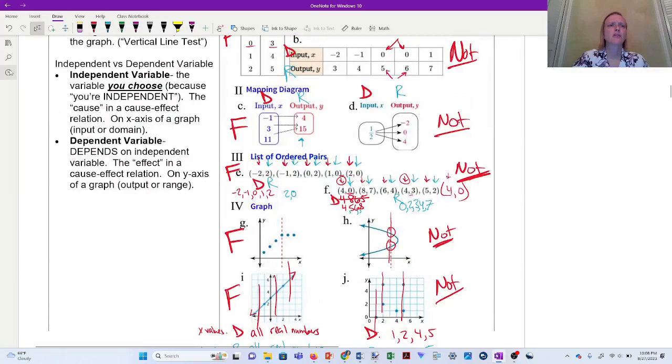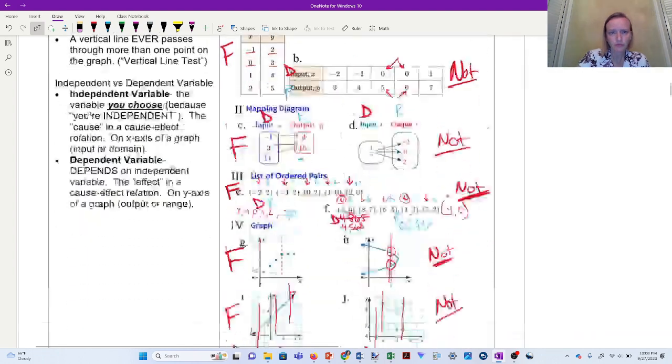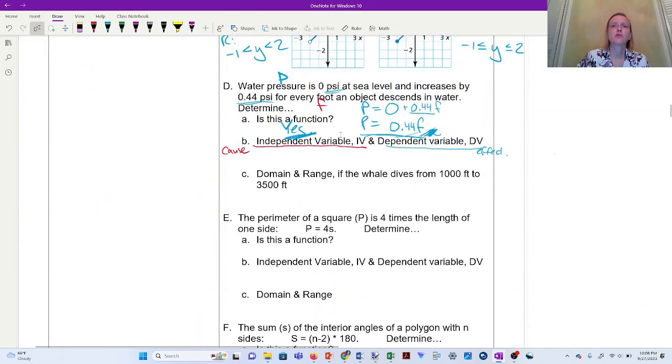So, if we look at these definitions we have up here, the independent variable is the variable that represents the input values. It represents the domain. So that's another way to think about it: the input values, or the domain, whereas the dependent variable represents the output values, or the range. So coming back down here to this question, the independent variable, I'm talking about the cause, or the x values, or the input values.